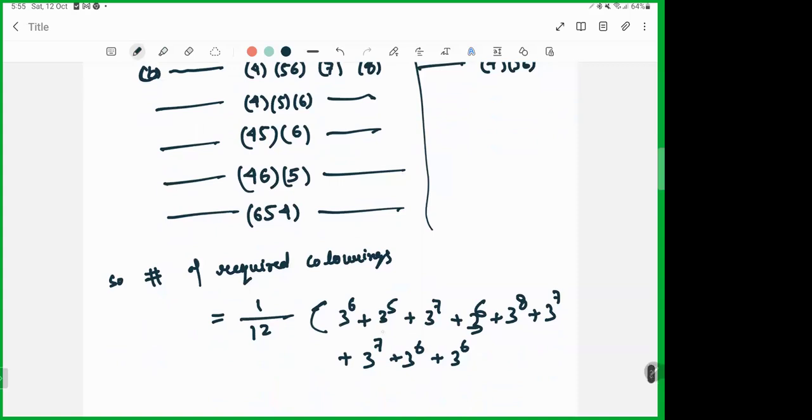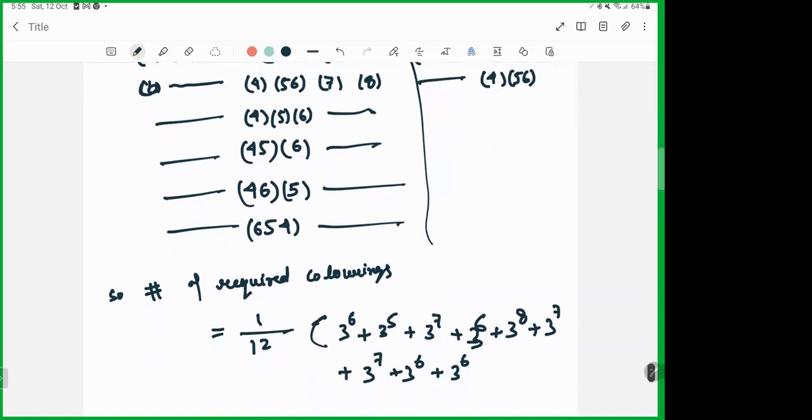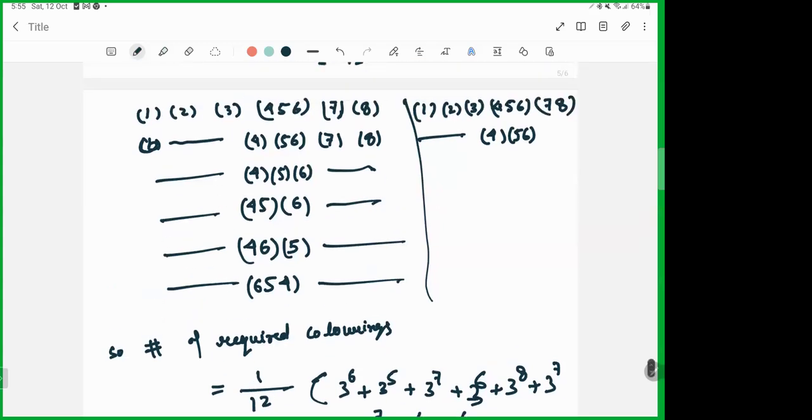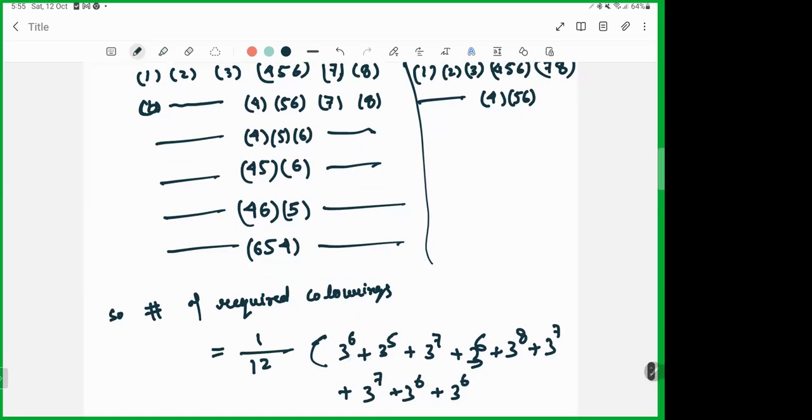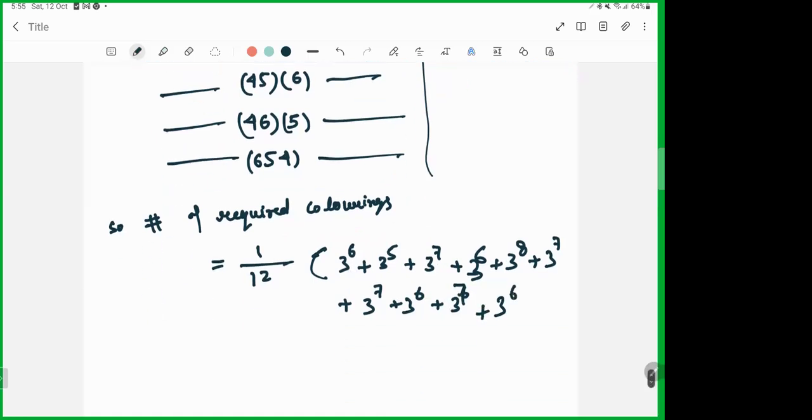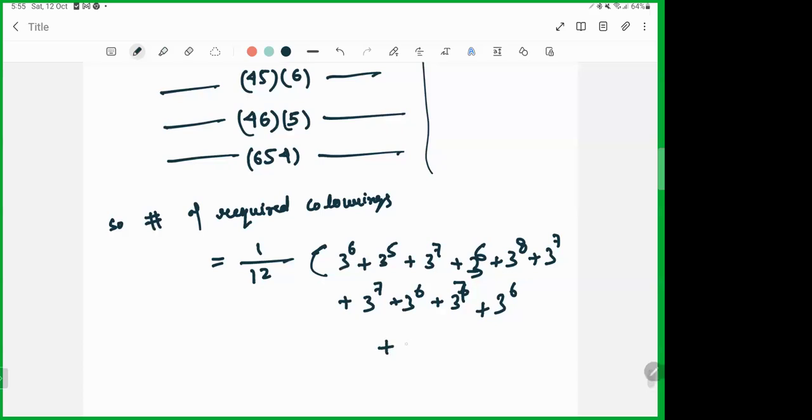Did I write anything wrong? So the 3 to the power 7 in the second line, which one was it for? First line is 3 to the power 6. Second line is 7. Third line is 8. Third line has 8. And fourth line should have 7. Fifth line also has 7. And then sixth line has 6. So 3 to the power 5. This is all.